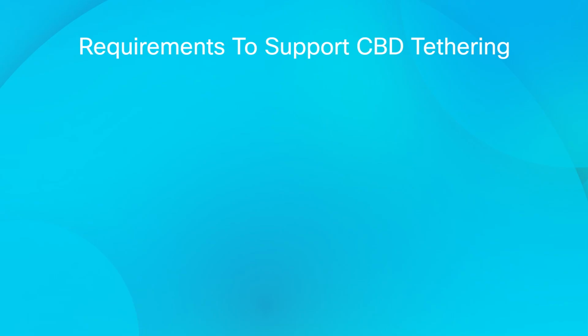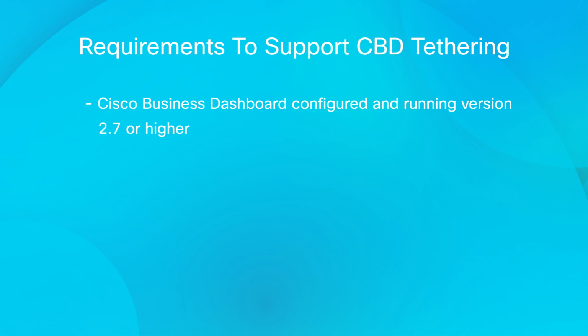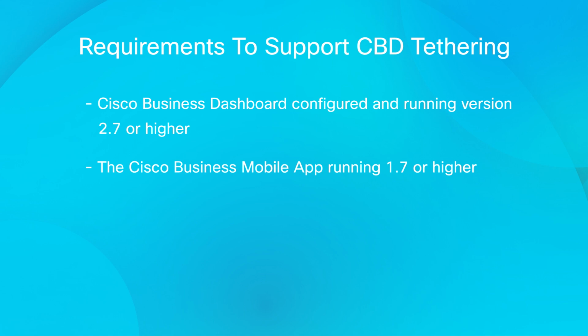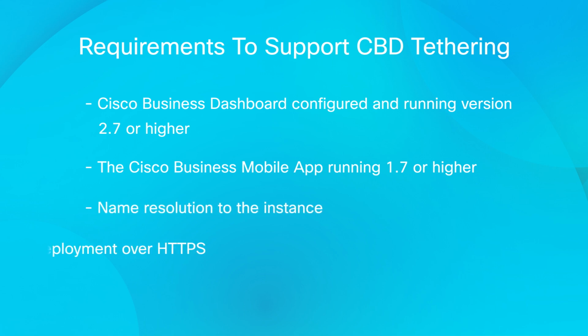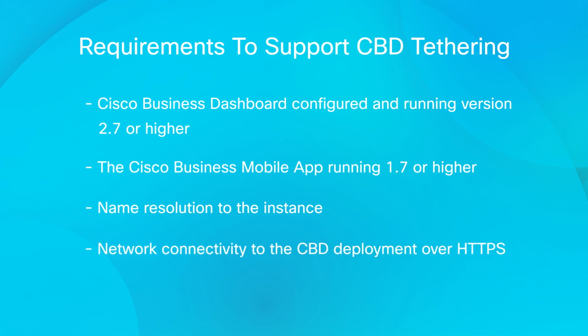To support CBD tethering, you need Cisco Business Dashboard configured and running version 2.7 or higher, the Cisco Business Mobile App running 1.7 or higher, name resolution to the instance, and network connectivity to the CBD deployment over HTTPS. If the CBD network is not accessible from the internet, the mobile app will need to connect to it, either wirelessly to the network hosting it or over a VPN. You may need your own DNS service, so name resolution can be supported.